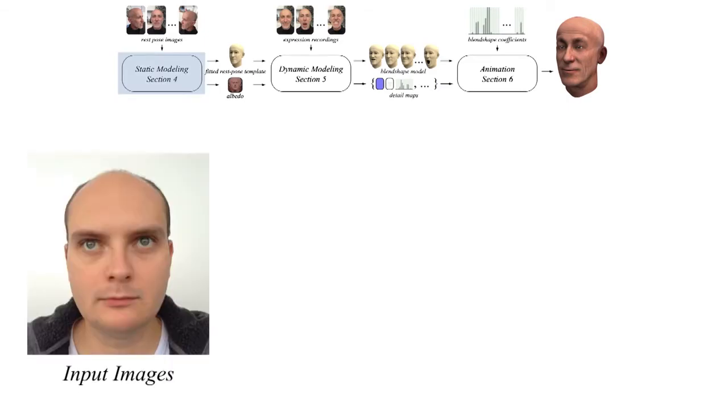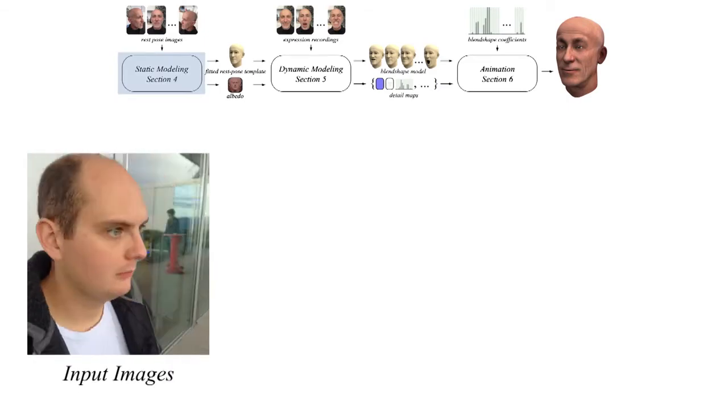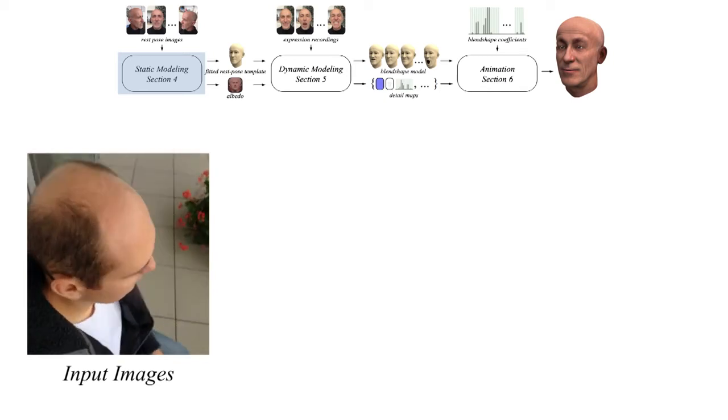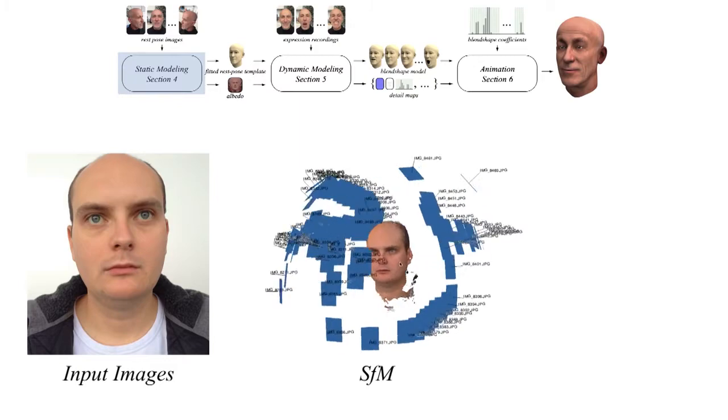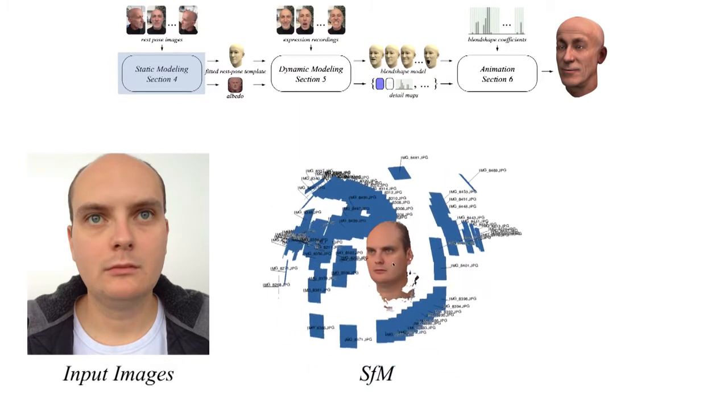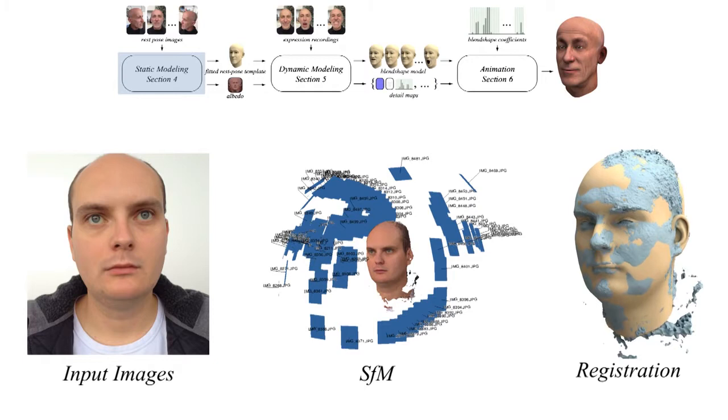The uncalibrated images recorded by the user are processed using a state-of-the-art structure-from-motion software to obtain a dense point cloud. We register a morphable face model to the point cloud to compute a template mesh that roughly matches the geometry of the user's face. The registration accuracy is improved using non-rigid registration based on thin shell deformation.